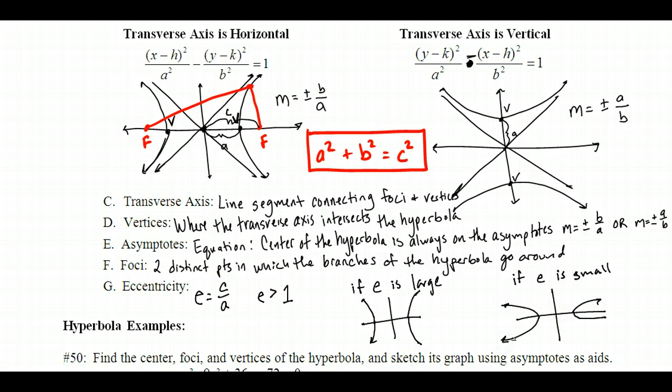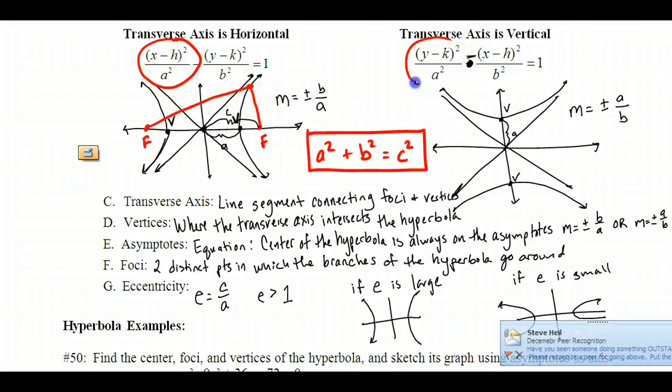And with word problems, those aren't very symmetric, sorry. If using word problems, I prefer to have a horizontal transverse axis. It's totally up to you, but it's kind of a preference thing. I think we deal with those a little bit more often. And just keep in mind that that first fraction is so incredibly meaningful. It tells us how the branches are going to open, and it tells us also where our vertices are. So keep that in mind.